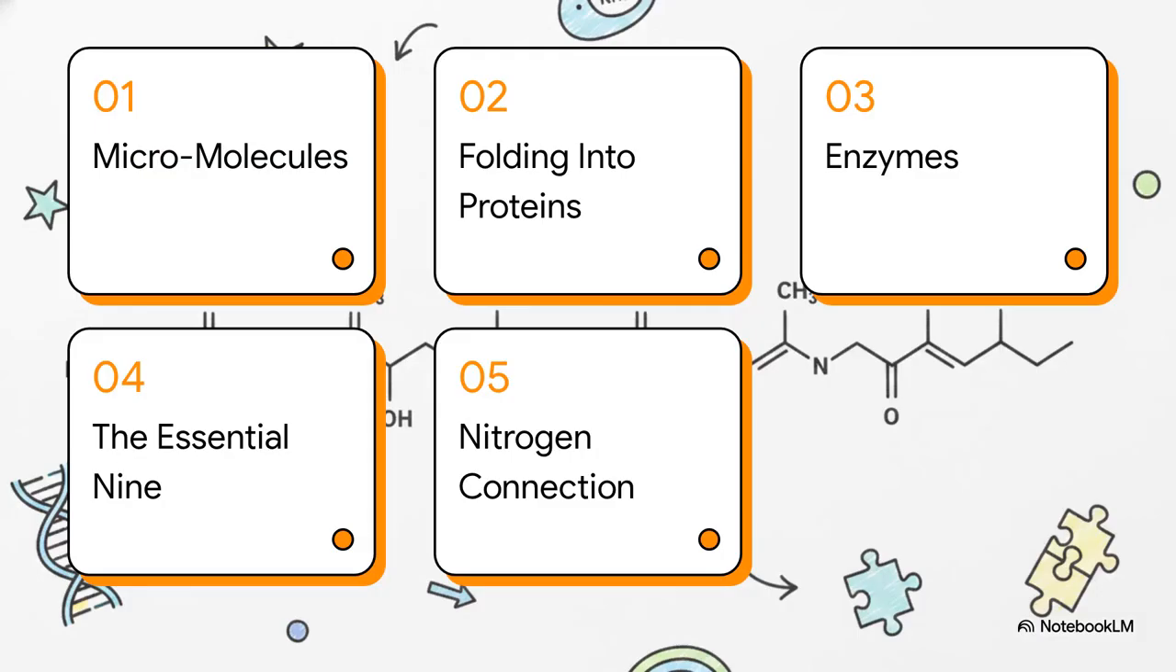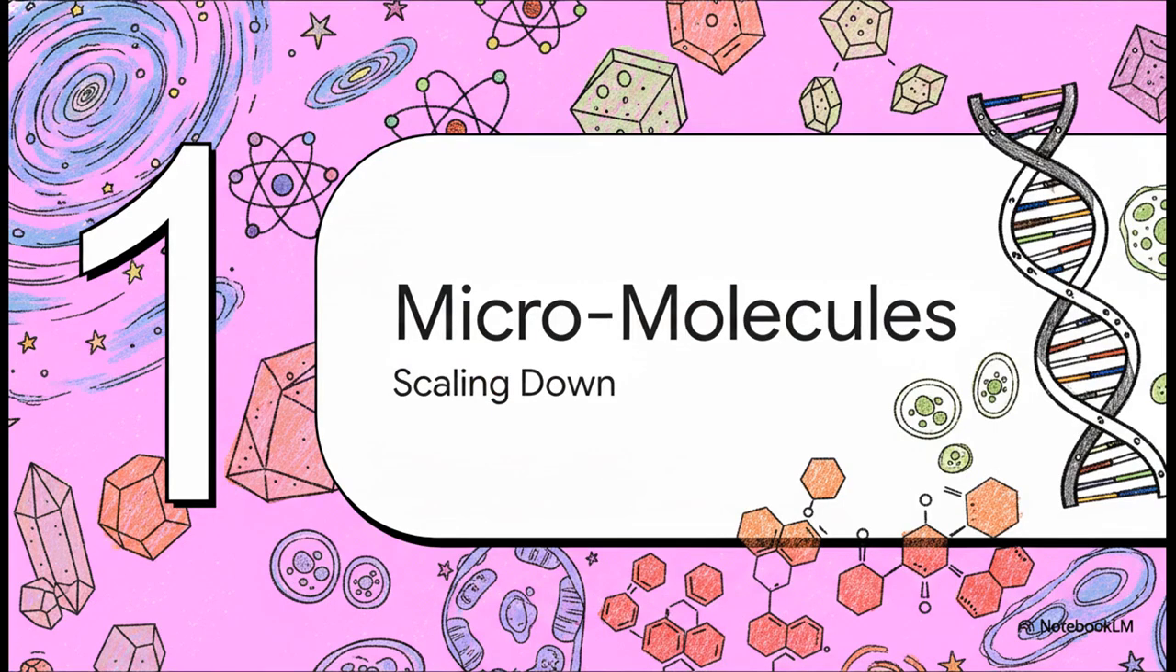Here is our roadmap for today. We're going to cover: 1. Meeting the micromolecules, 2. Folding into proteins, 3. Enzymes as biocatalysts, 4. The essential line, and finally, 5. The nitrogen connection. Okay, Section 1.